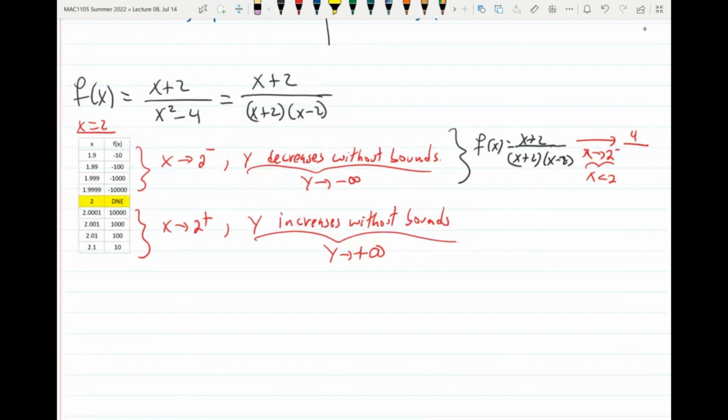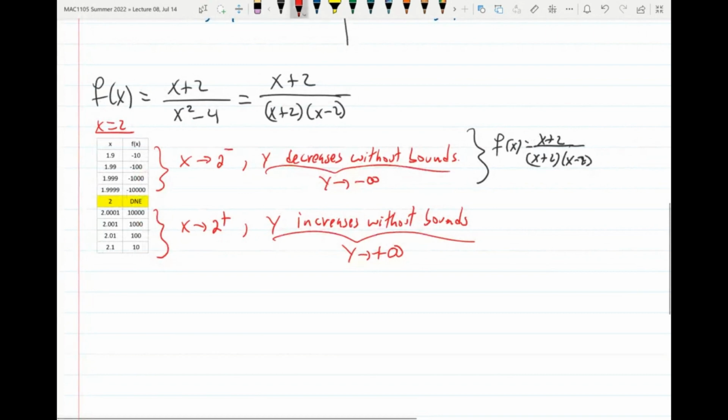Need more space. Let's see. Okay, not right here. So when x approaches 2 from, just need a little bit more space, so let me move it.